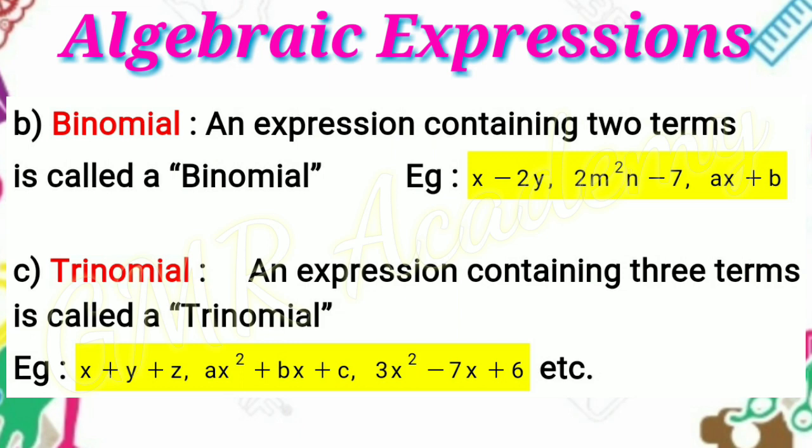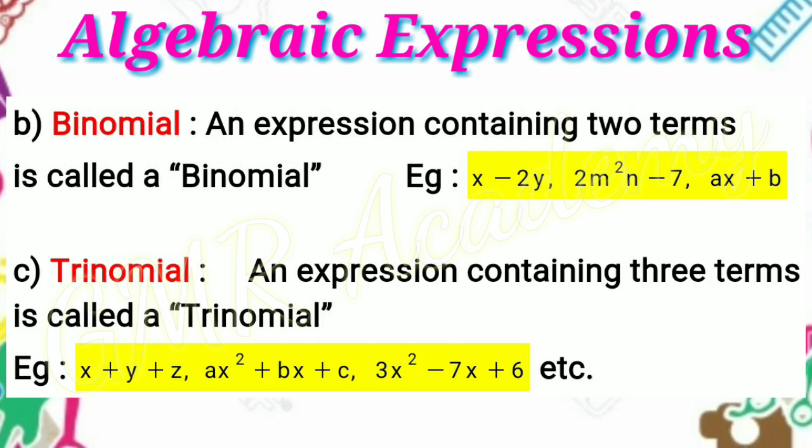Next, trinomial. An expression containing three terms is called a trinomial. For example, x plus y plus z. x is one term, y is another term, z is also another term. So in x plus y plus z, in between we are using the addition sign. So this is treated as three terms. This is called a trinomial.